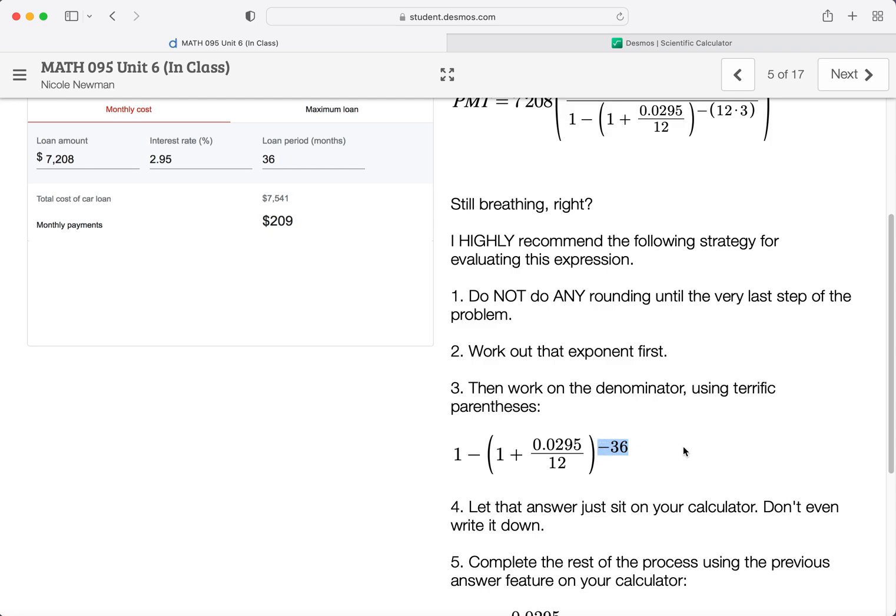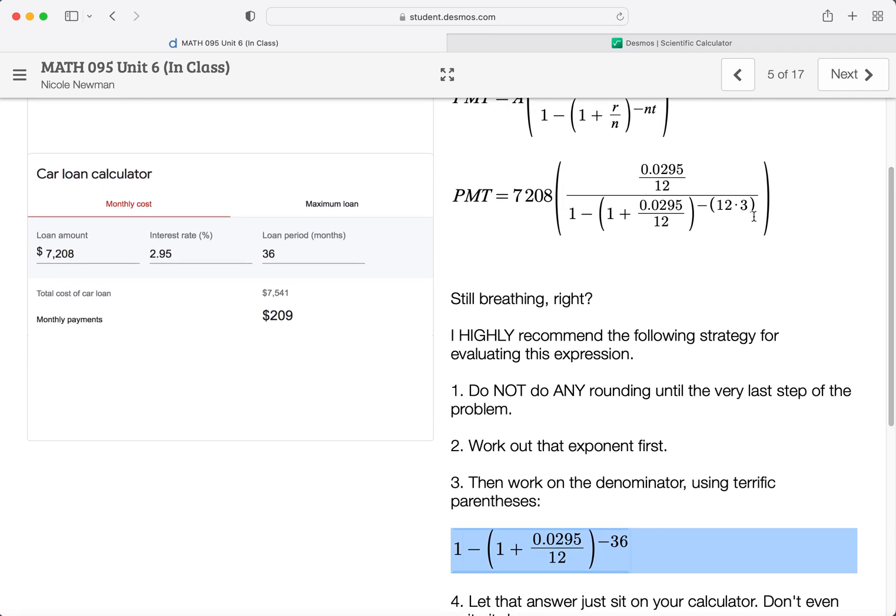Get that part tackled. And then for this particular formula, I'd like you to work on just the denominator part. 1 minus, parentheses, 1 plus, the funky fraction, close those parentheses and raise it to the negative 36. Let the answer just sit on your calculator. Don't write it down. Just let it sit there. What we would have done at that point is we would have taken care of everything down here. And so now we'd be left with leaving the answer right there, but we'd take 7208 times the numerator and then divide by that entire previous answer that you just found.